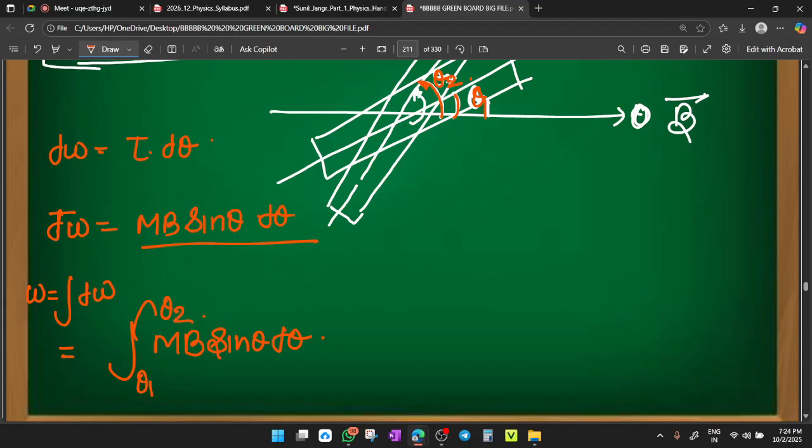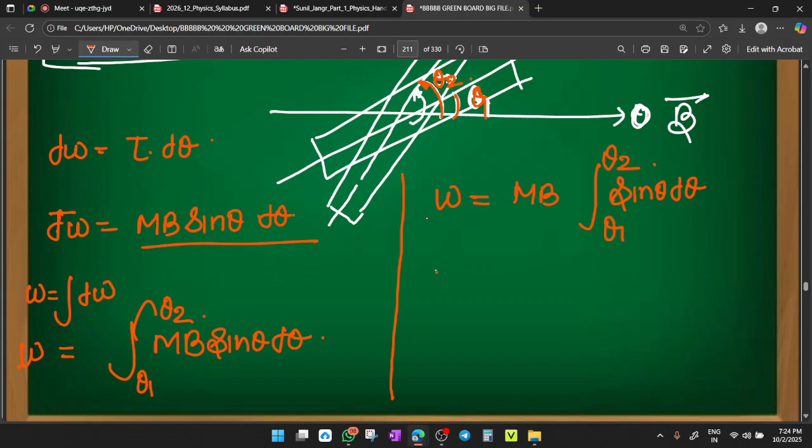The limit of theta is going from theta 1 to theta 2, initial to final, right? So this is W. Now solve this integration. W is equal to m b, where m and b are constants. Inside the integration sign, there is sine theta d theta, and the limit is theta 1 to theta 2. Clear? So W is equal to m b.